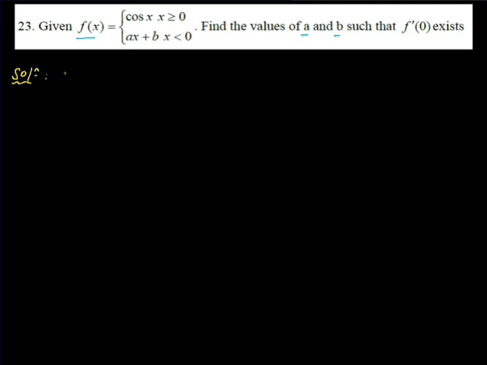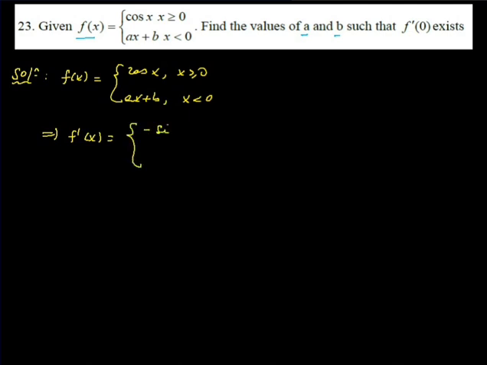Okay, so this is our function f of x. F of x is cos x for x positive number, and ax plus b will be used for x negative number. This is the function. So its derivative becomes, cos x derivative means minus sin x. This works for x positive number, and the derivative of ax plus b will be a for x negative number. Okay, derivative of linear constant alone.